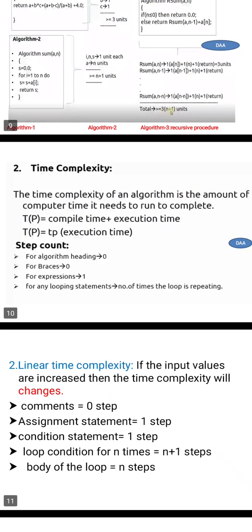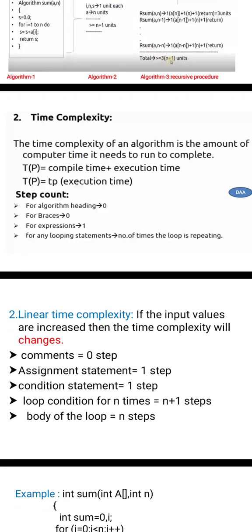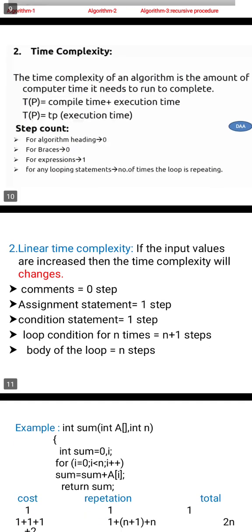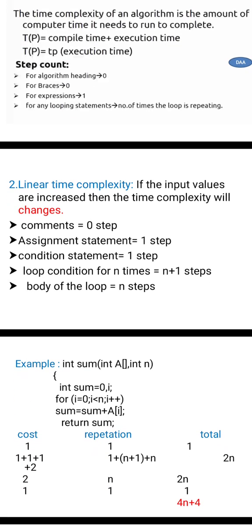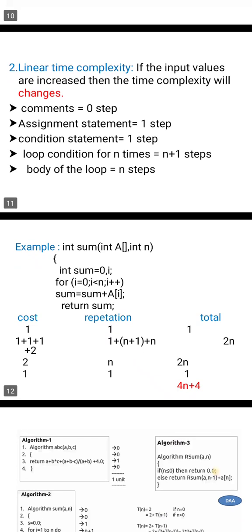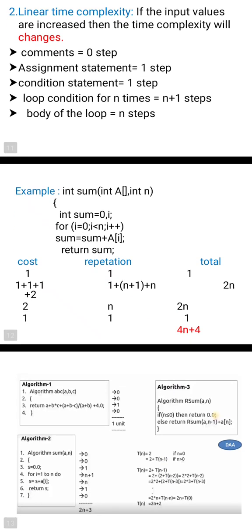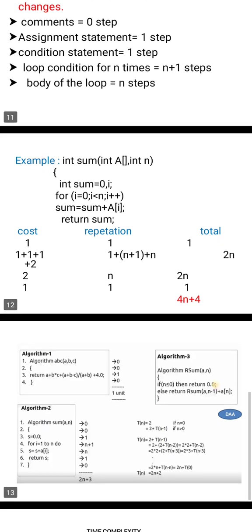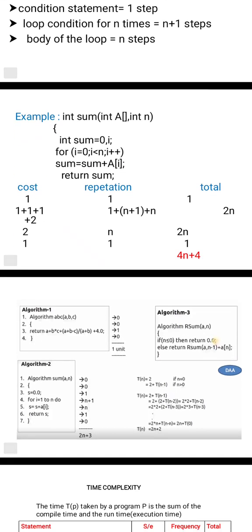Coming to time complexity, the time complexity of an algorithm is the amount of computer time it needs to run to completion. T(P) = compile time + execution time. Linear time complexity means if the input values are increased, then the time complexity changes. Comments take 0 steps, an assignment statement is 1 step, a condition statement is 1 step, a loop condition for n times means n plus 1 steps, and the body of the loop takes n steps. So the total time complexity here is 4n plus 4.